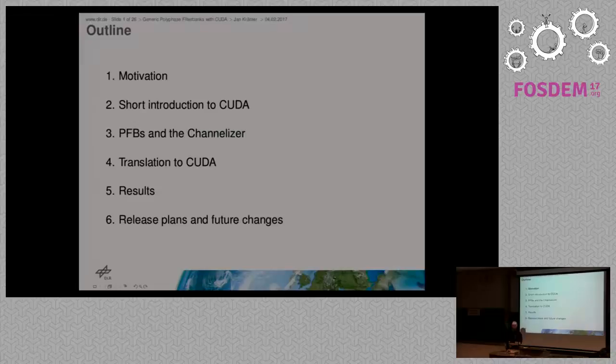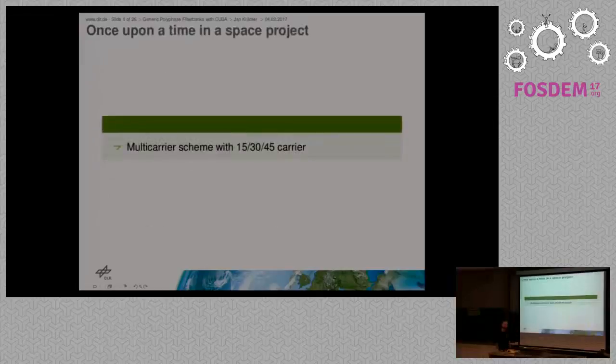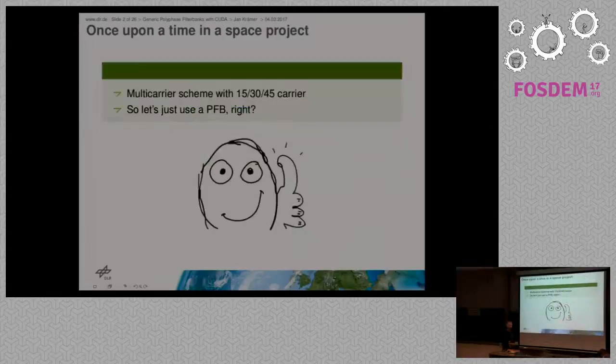So, motivation. Once upon a time there was a space project that I've been working on. It was a multi-frequency random access scheme. So we have several carriers. In this project it was 15, 30, or 45 carriers. And on the receiving end, we have to separate them somehow. I remember Tom's talk in Karlsruhe years ago: let's do the PFB thing. That sounded cool.